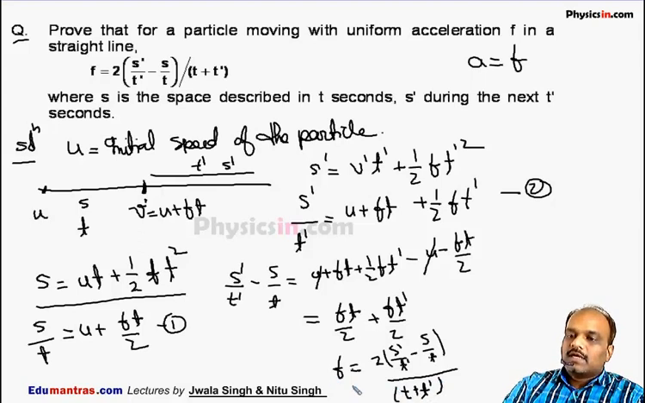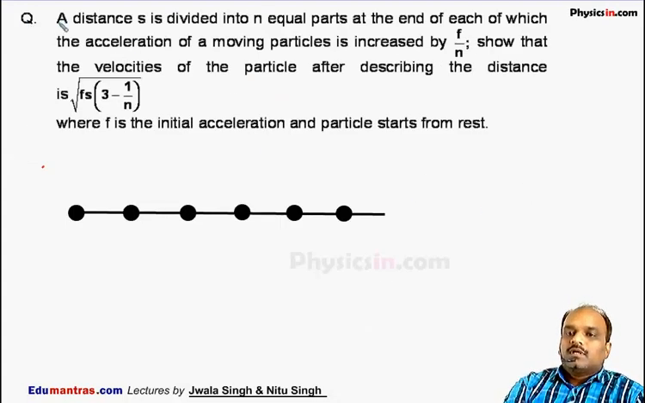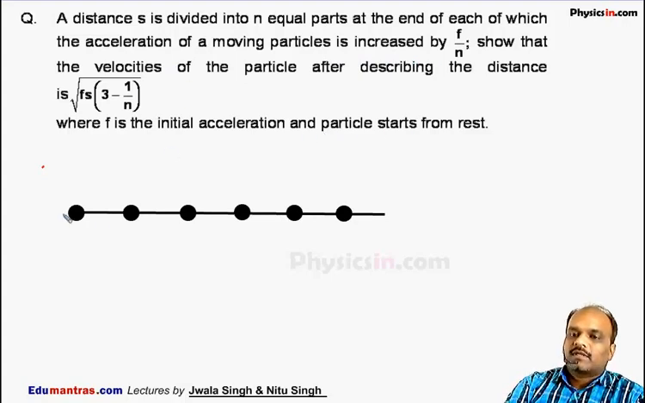So f is the acceleration of the particle. The next question: a distance s is divided in n equal parts, at the end of each of which the acceleration of a moving particle is increased by f by n, so that the velocity of the particle after describing the distance is this, where f is the initial acceleration of the particle.